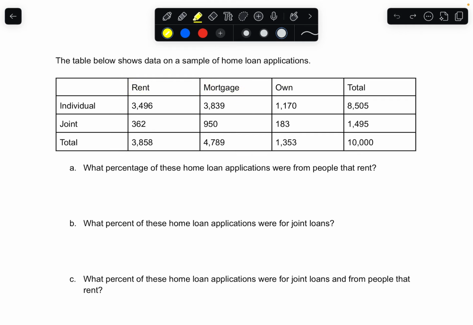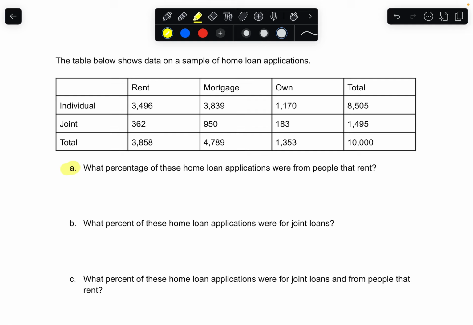And then the other thing that you'll notice is we have the row totals and the column totals here as well. This often makes a lot of our work easier when it comes to working with percentages, which is what we're going to do right now. So if I look at part A, we'll start there. It says, what percentage of these home loan applications were from people that rent?